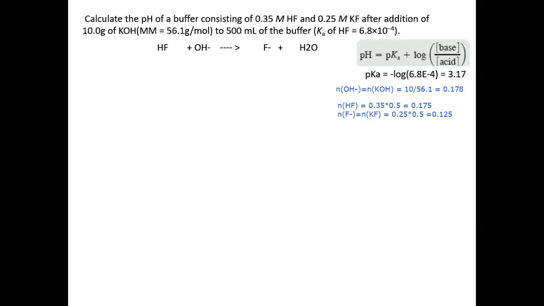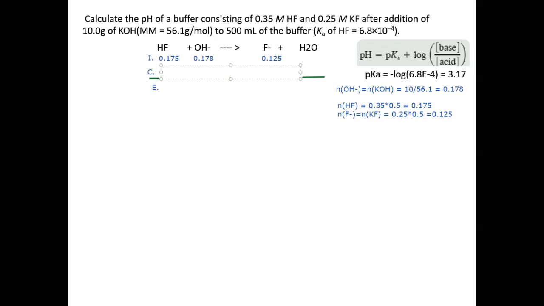So now we're ready for our ICE table: initial, change, end. So initially, we had 0.175 moles of weak acid. We added 0.178 moles of strong base, and we started with 0.125 moles of weak base.